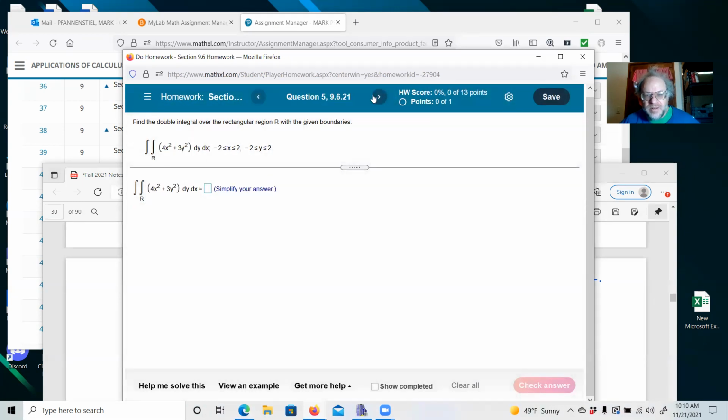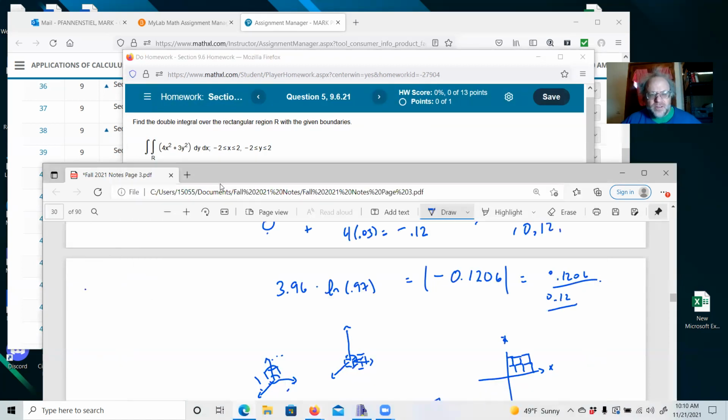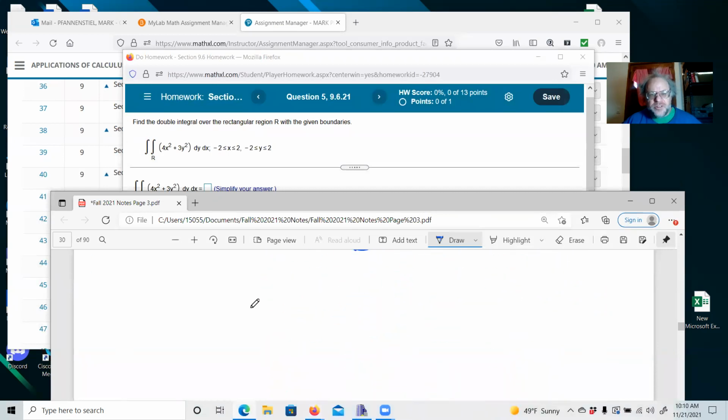I would go with this one. It might be a little bit harder, but this is a pretty good approximation. Okay, so I don't tell you which one you're supposed to do first. That's for you to decide.